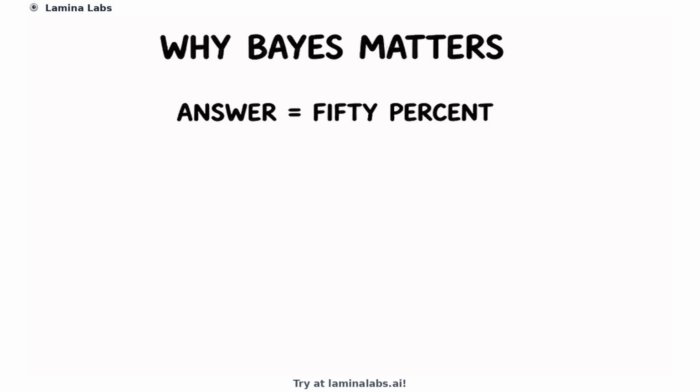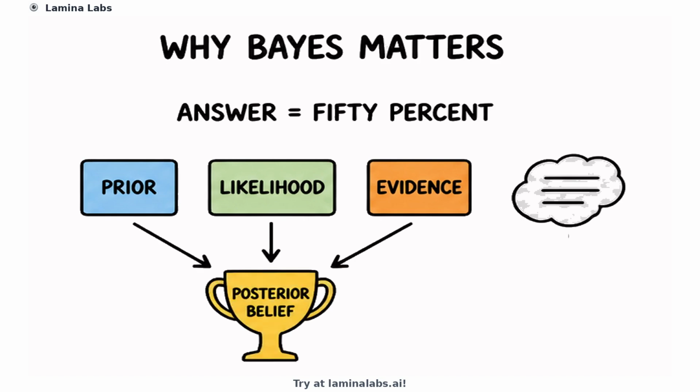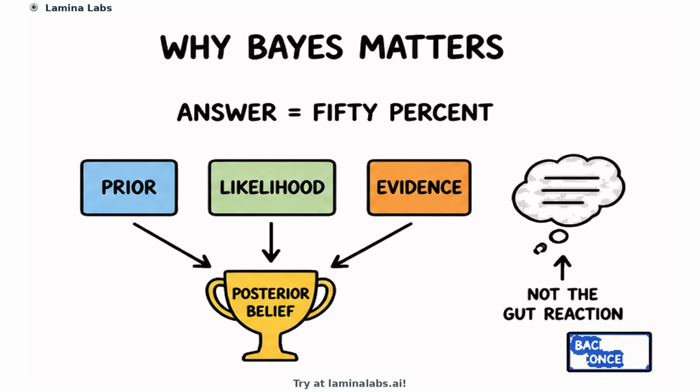The surprising answer is only about 50% because the disease is rare. This is why Bayes matters. It combines the prior, the likelihood, and the evidence to give the true posterior belief, not the gut reaction.